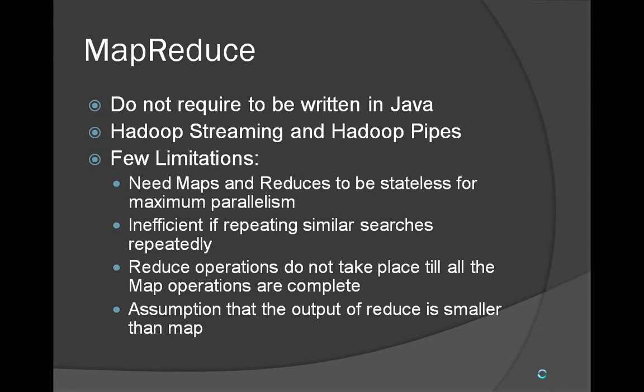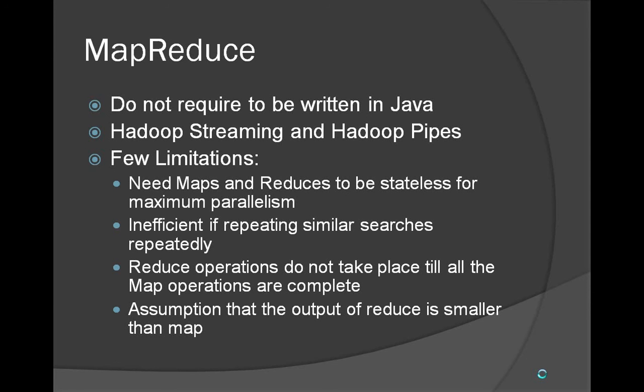For example, maps and reduces need to be stateless for maximal parallelism. You cannot control the order in which the maps or reductions run. Also, it is inefficient if repeating similar searches, and this inefficiency can be measured in both the CPU time and the power consumed. Also, the reduce operations do not take place until all the map operations are complete. As a result, you do not get any data back until the entire mapping has finished. And also, there is a general assumption that the output of the reduce is smaller than the input to the map.